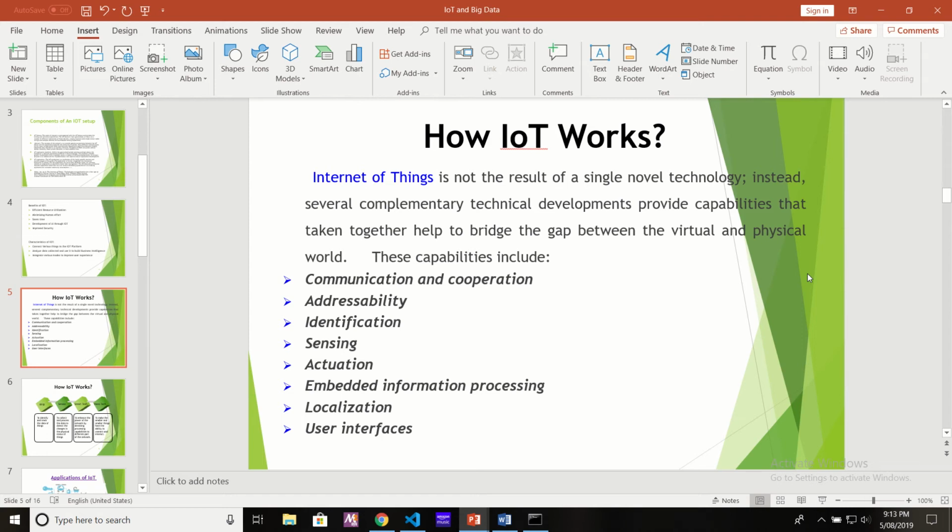Becomes difficult. Okay, how does IoT, Internet of Things, work? Internet of Things is not the result of a single novel technology. Instead, several complementary technical developments provide capabilities that, taken together, help to bridge the gap between the virtual and physical world.